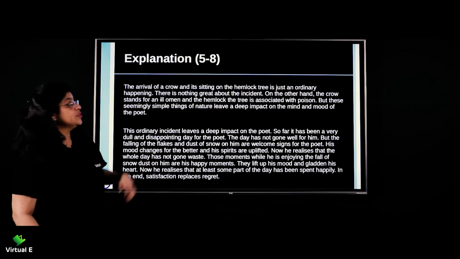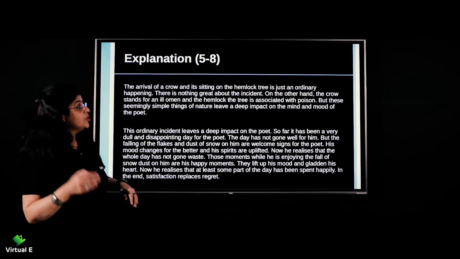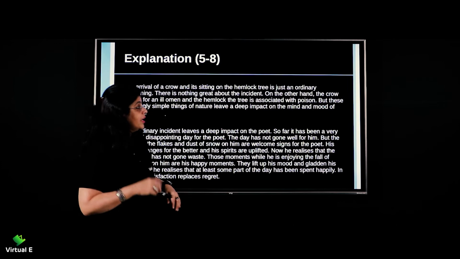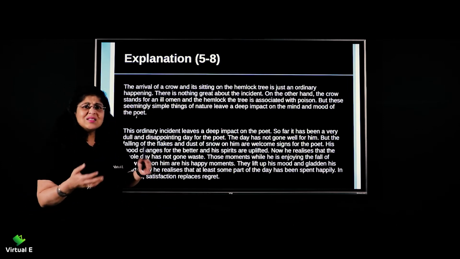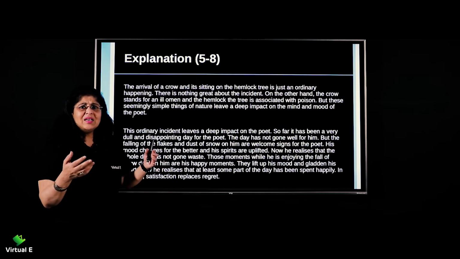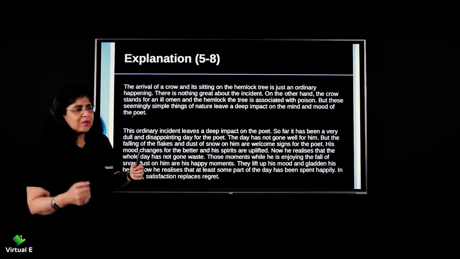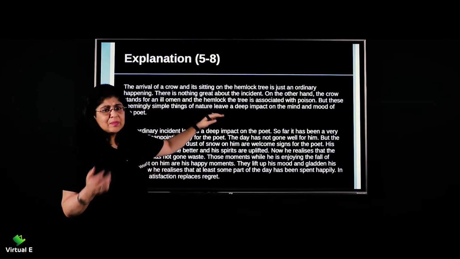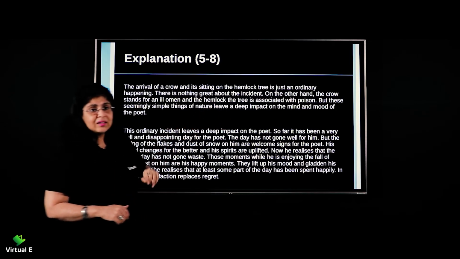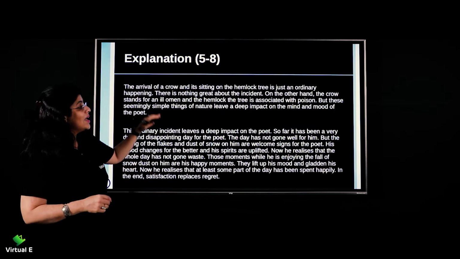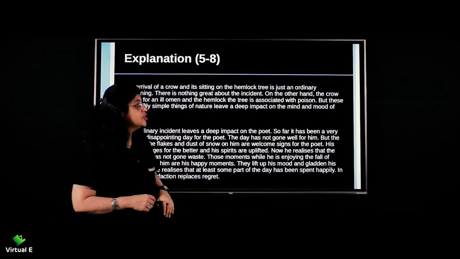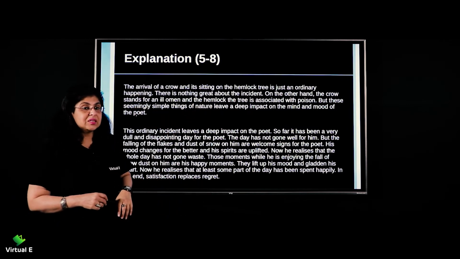Now, moving to the next set of lines. The arrival of a crow and its sitting on the hemlock tree is just an ordinary happening. It simply happened. It is very casual. There's nothing great about it. There is nothing great about the incident. On the other hand, the crow stands for an ill omen, and the hemlock, the tree, is associated with poison.